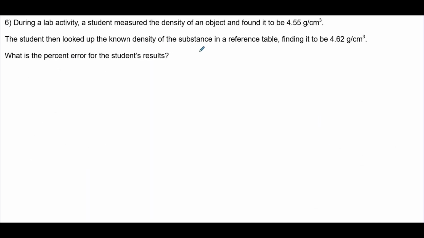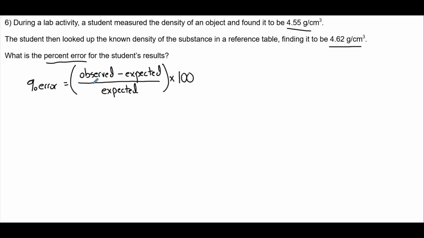Let's get into it. During a lab activity, a student measured the density of an object and found it to be 4.55 grams per cubic centimeter. The student then looked up the known density of the substance in a reference table and found it to be 4.62. What is the percent error for the student's results? Just copy this formula down into your paper. That percent error is equal to an observed value minus the expected value, all divided by the expected value. And then that's multiplied by 100 to turn it into a percent.